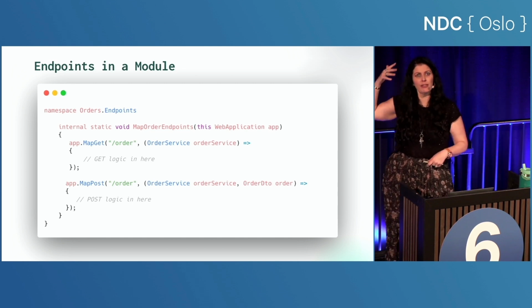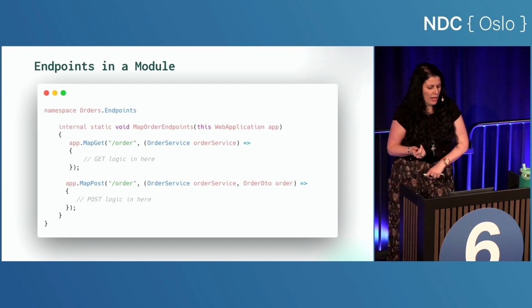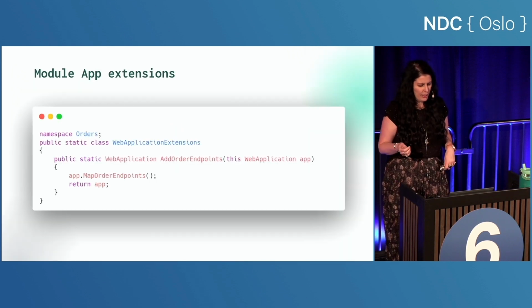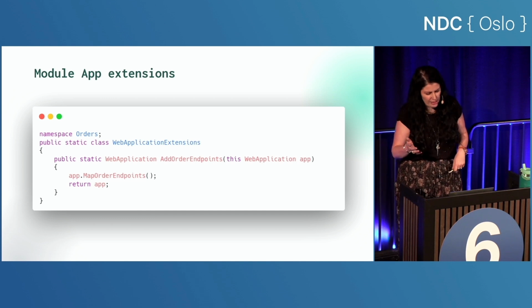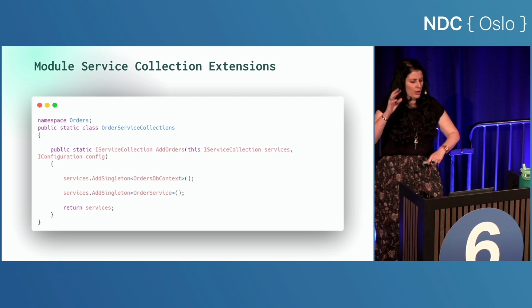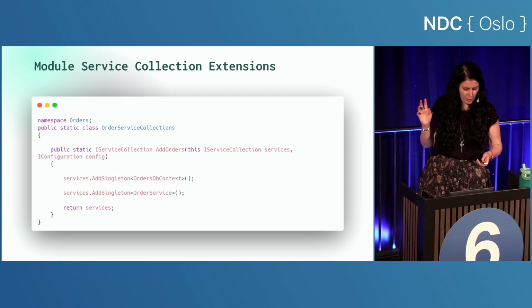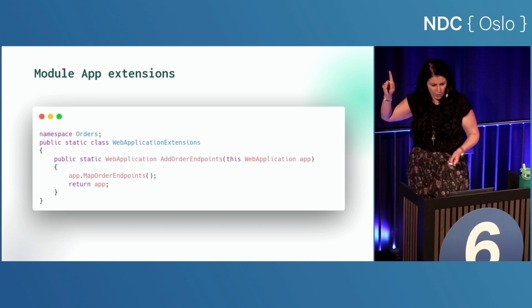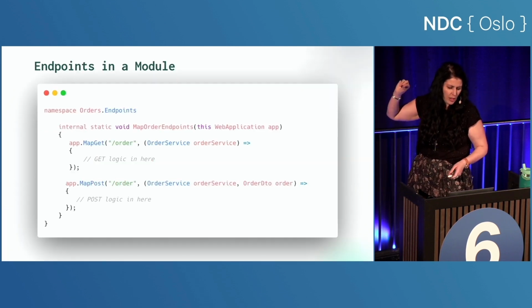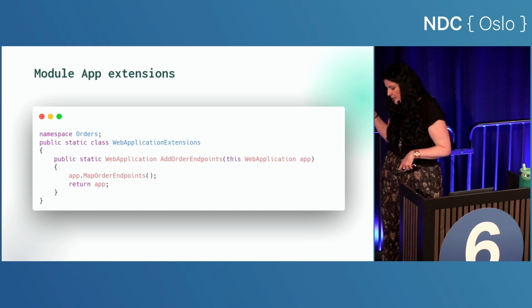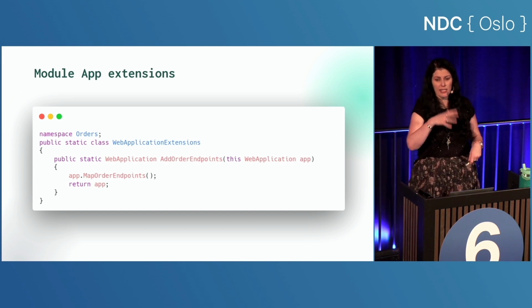So this is an example of how you might wish to do it. We've got all of these, and then in our web API we've got some other endpoints. We bring those together. We've got module service collections. This is extending the web application, so this is for our endpoints. If you look there, I've brought all of those map order endpoints together into one add order endpoints. That could be because you have some other app stuff you want to bring in, some other middleware.